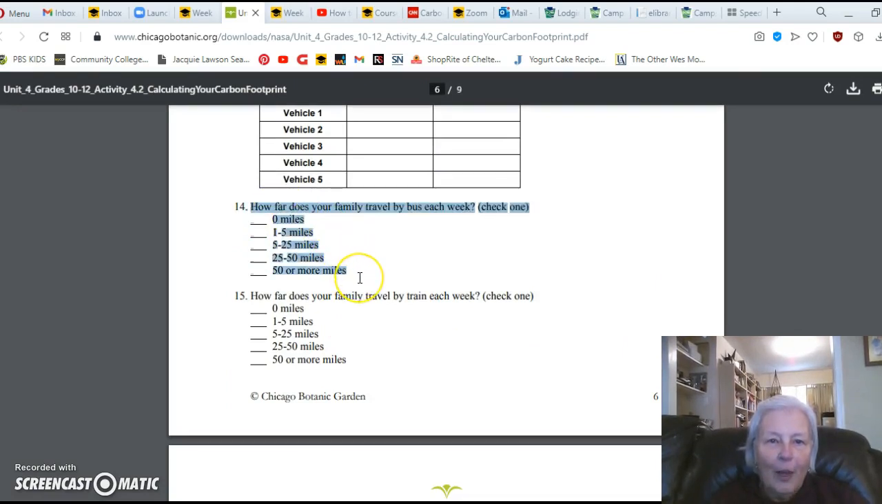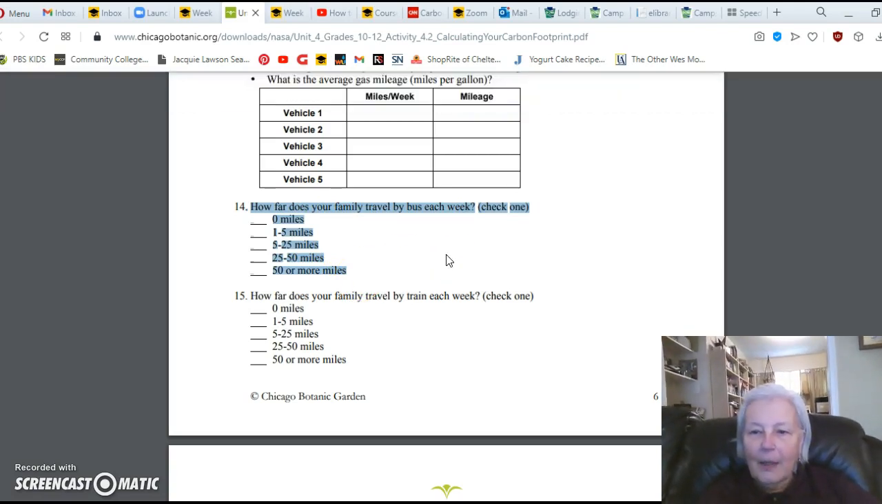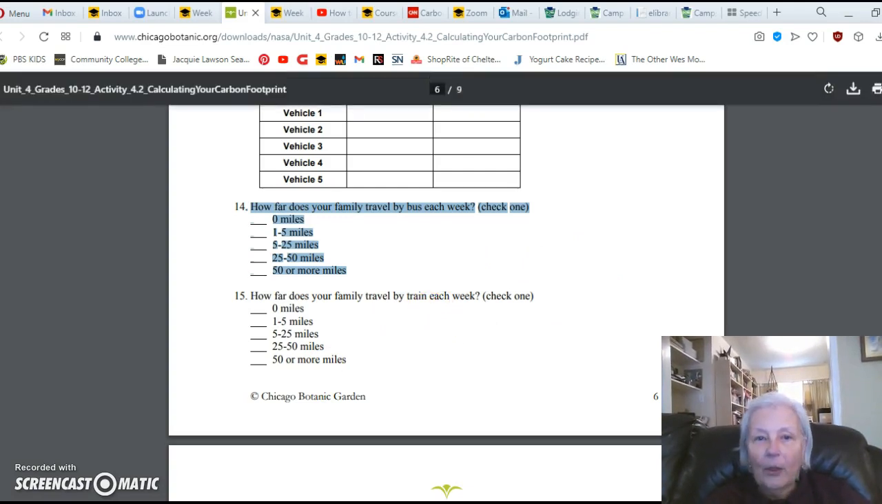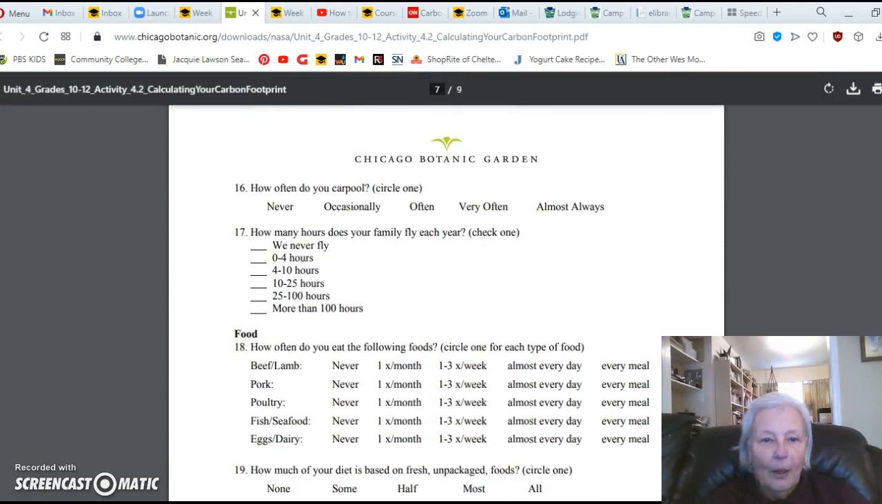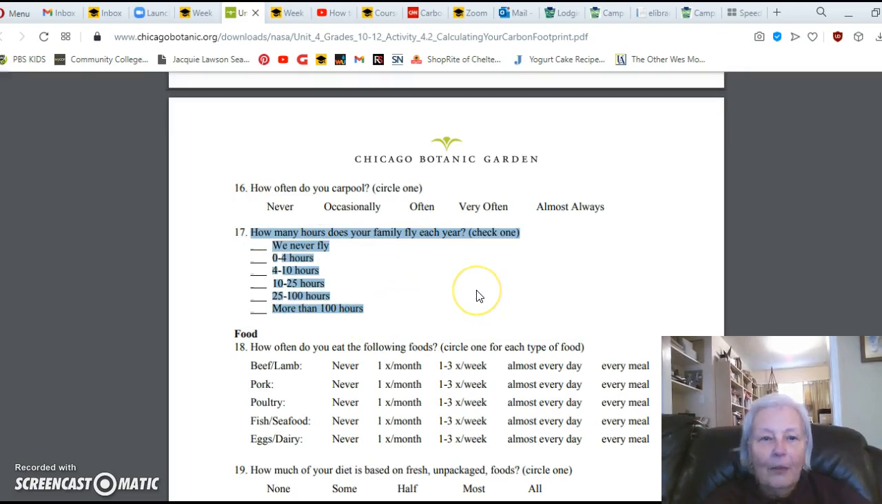How far does your family travel by bus each week? If you ask this to somebody and they say, I never go on the bus, then their answer would be 0 miles. Same thing for number 15, that's about trains. These are really good for the transportation group. Flying. How many hours does your family fly each year? If they give a high answer, like more than 100 hours, then that's a person whose carbon footprint is really big.